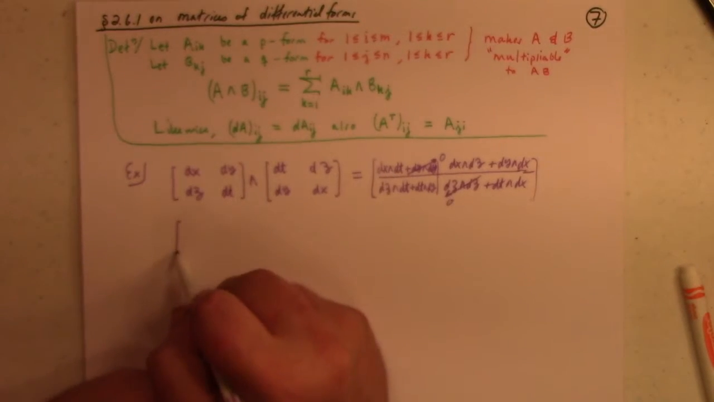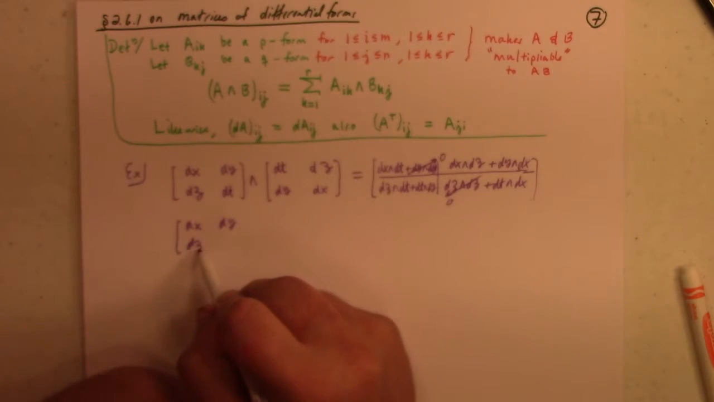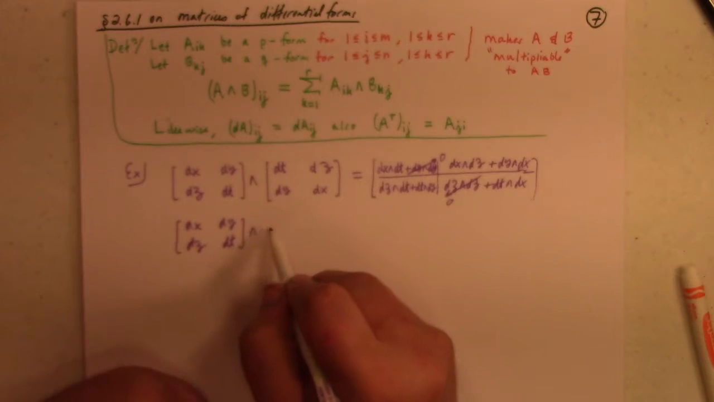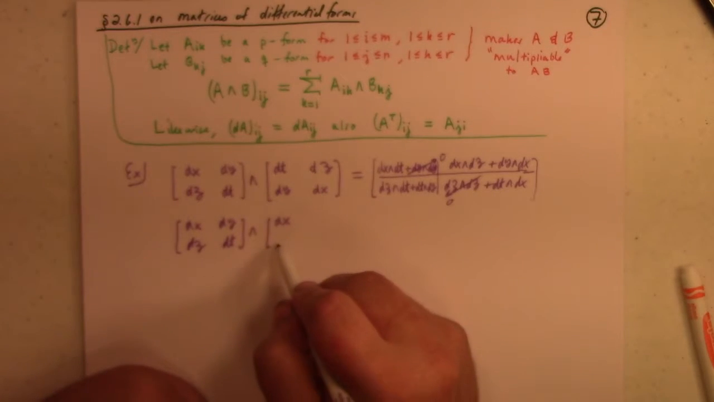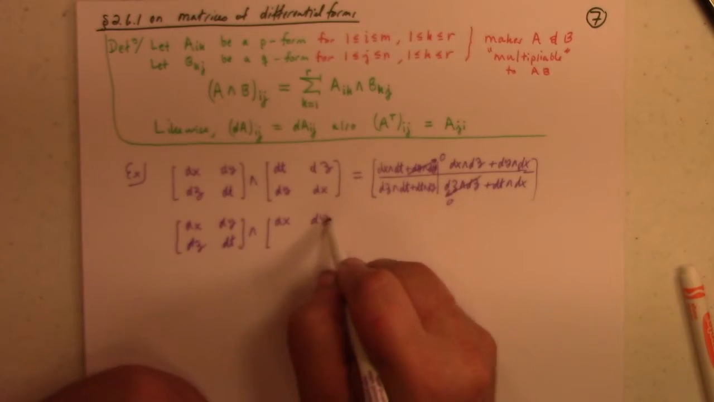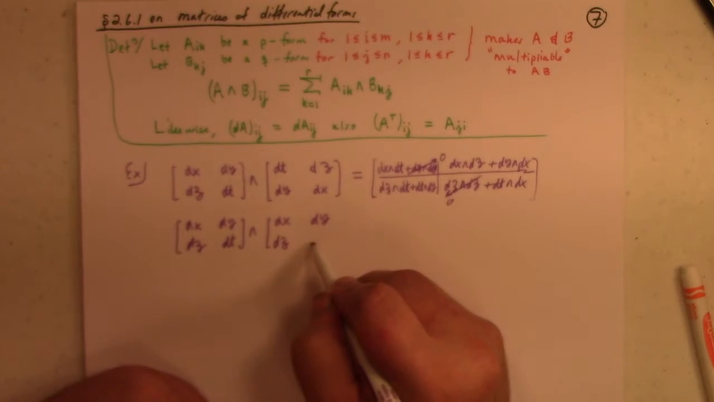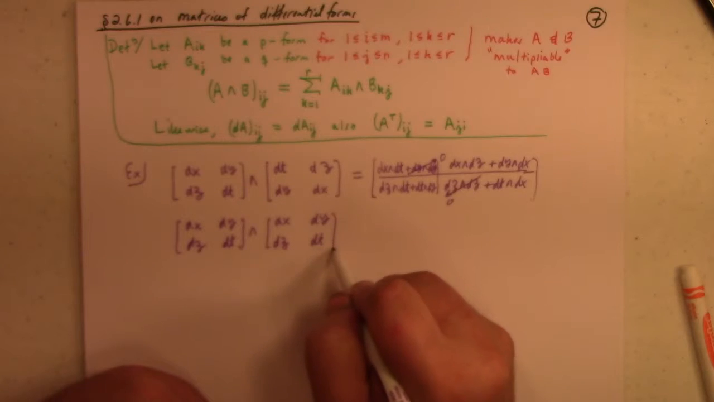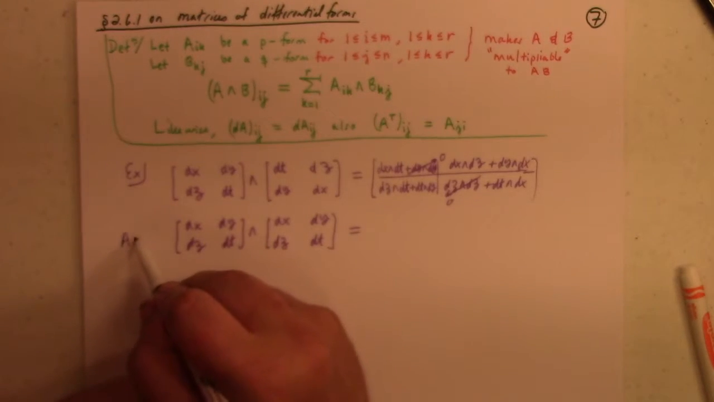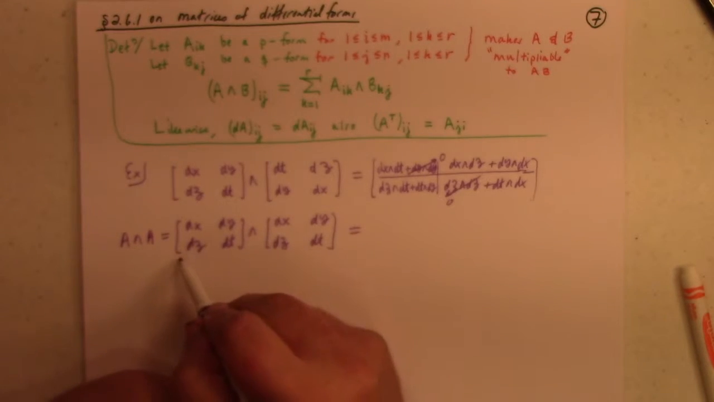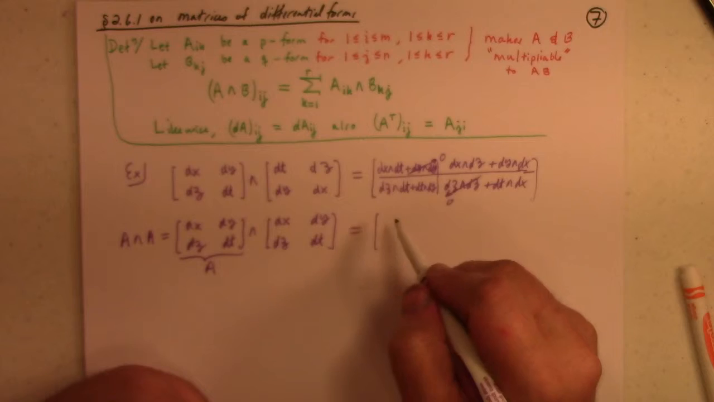Let's try it again here. So what if I took dx, dy, dz, dt, and I just wedge it with itself? What would happen? We know that a one form wedged with a one form is automatically what? It's automatically 0, right? How about a matrix of one forms wedged with the same matrix? This is A wedge A. Probably it won't be 0.